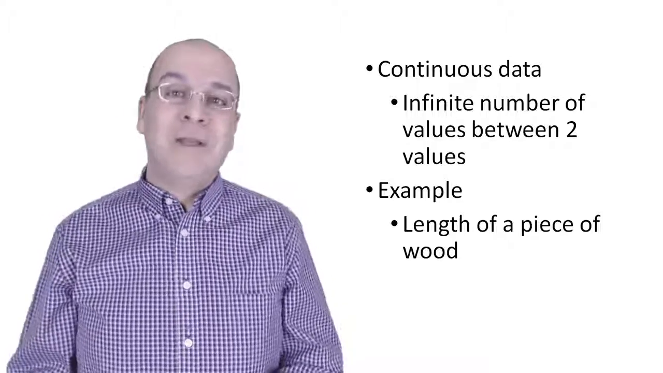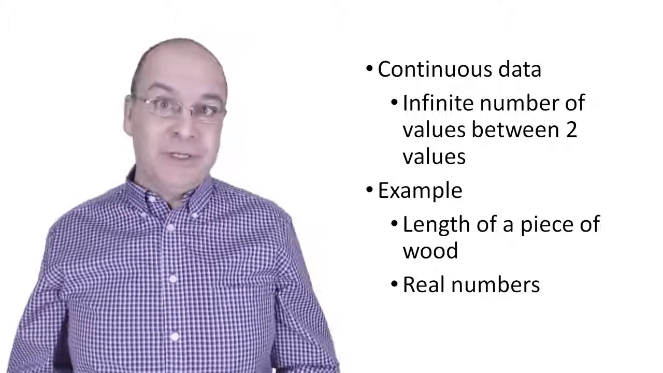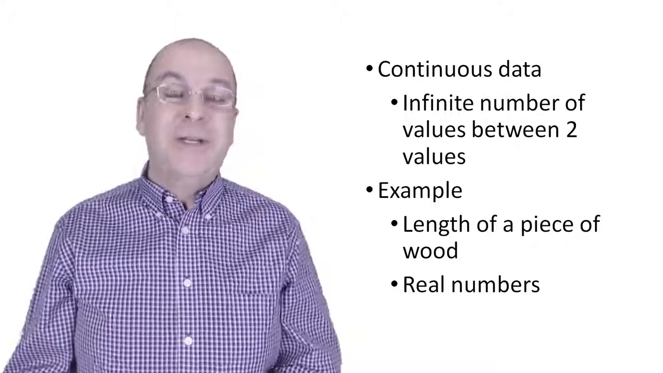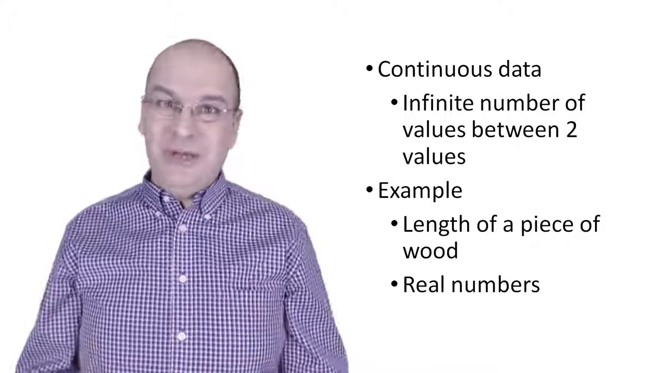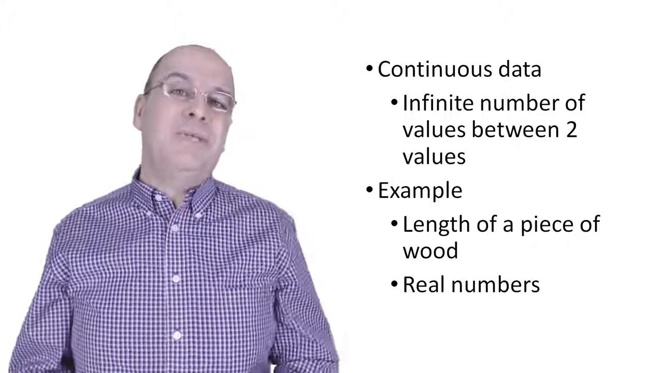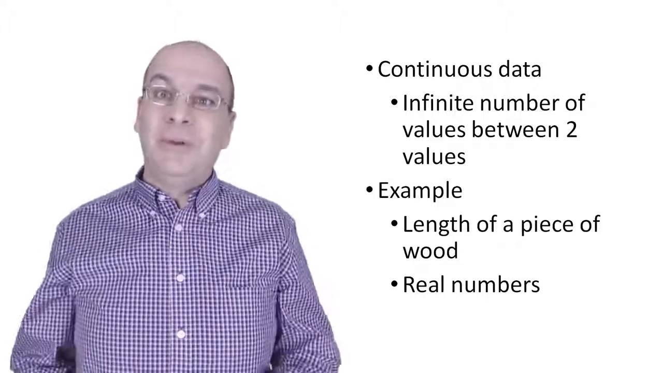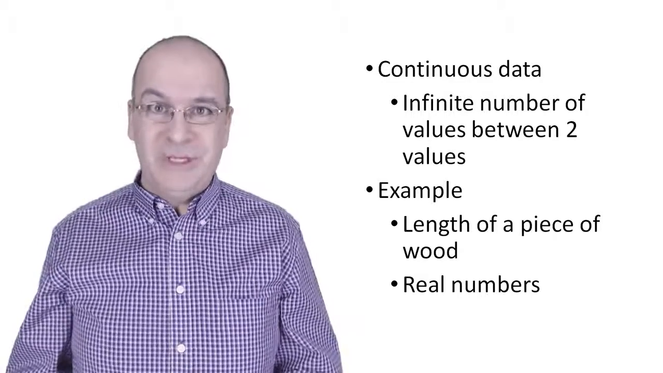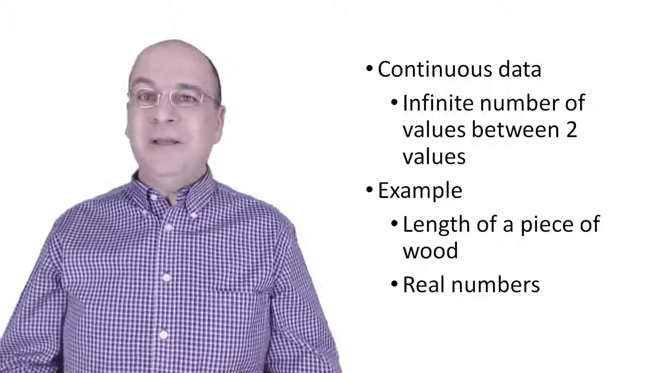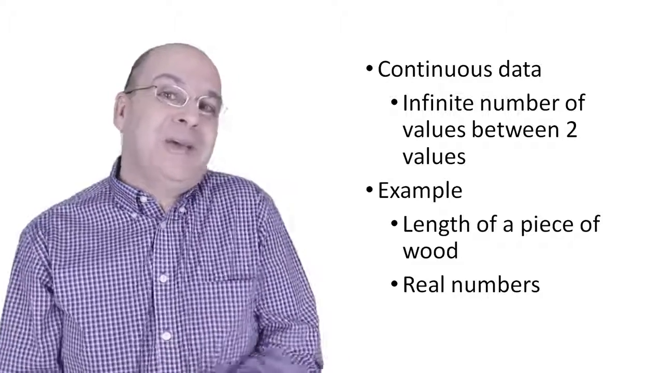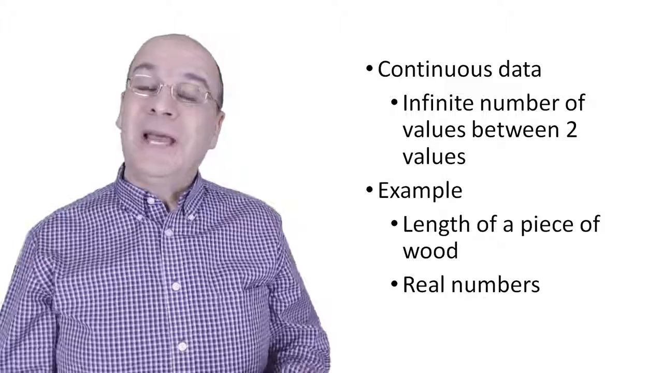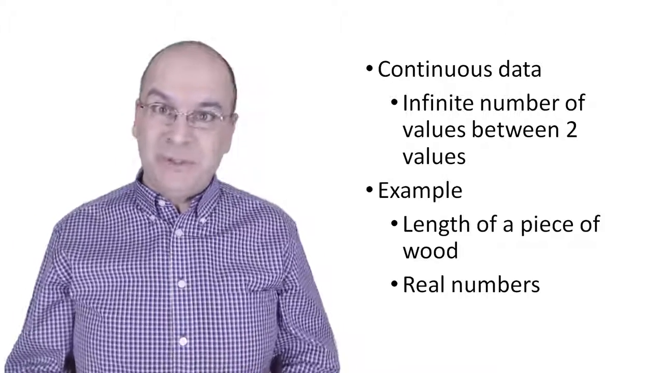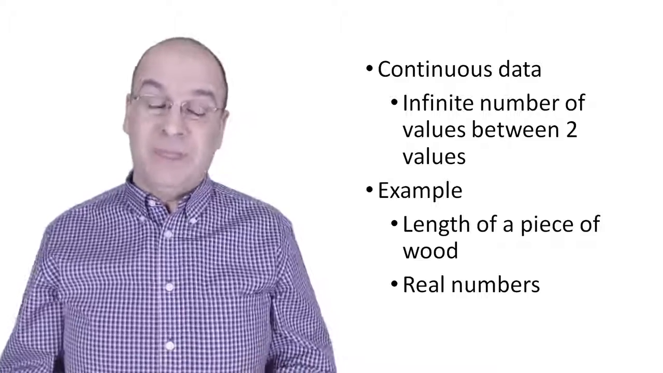So there are an infinite number of possible lengths of a piece of wood between 1 foot and 2 feet. Another example is real numbers. Real numbers are always continuous data because if you have an imaginary number line and you say how many numbers are there between 0 and 1, the answer is there are an infinite number of numbers. Any number you give me, I can cut in half, and now I've got another number, and I can just do that forever. So those are examples of continuous data.